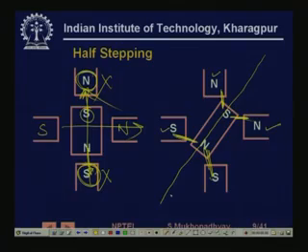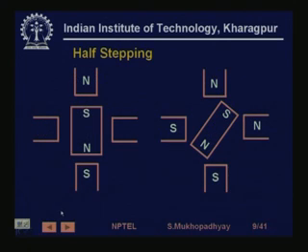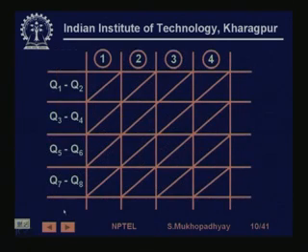So, by doing this we can make it rotate through half the angle. That is why this is called half stepping. So, now how do we have to excite this sequence for half stepping?